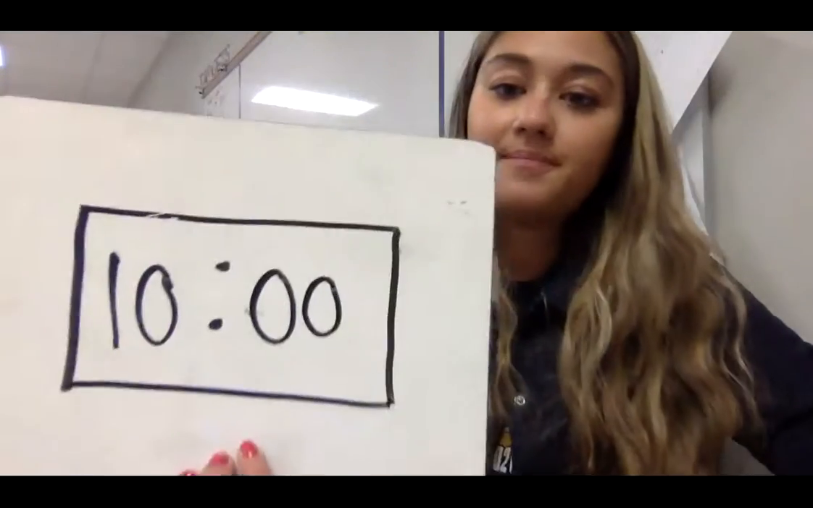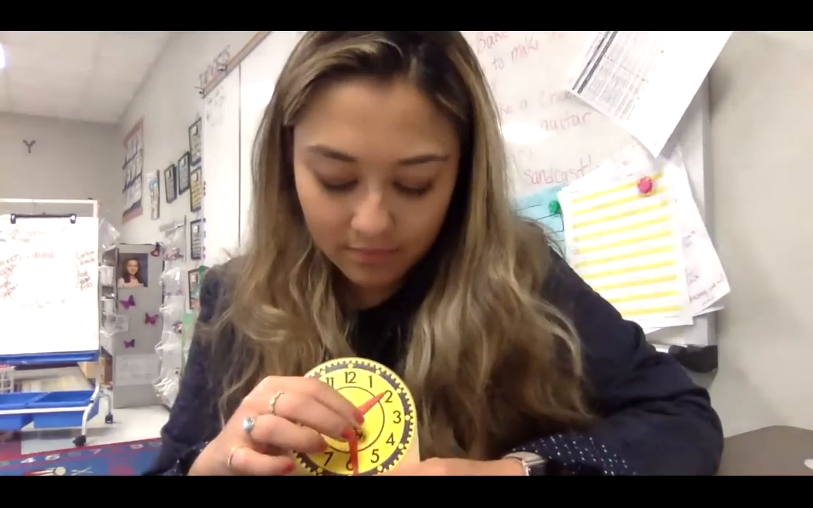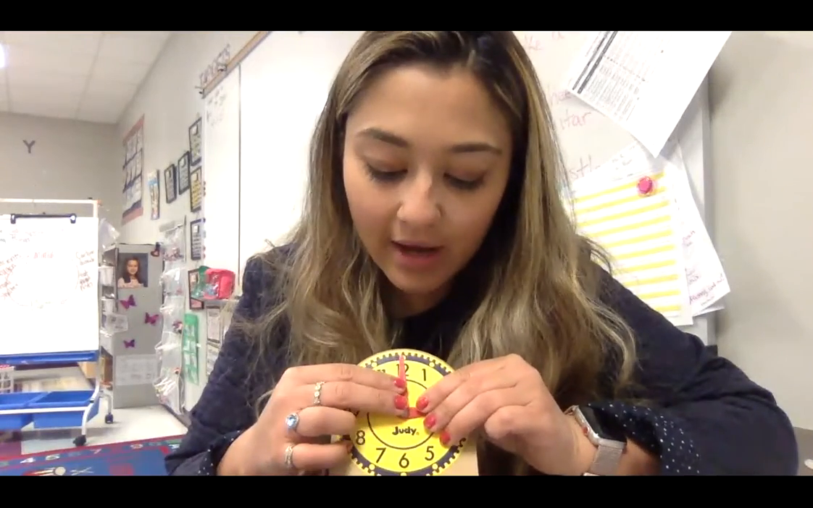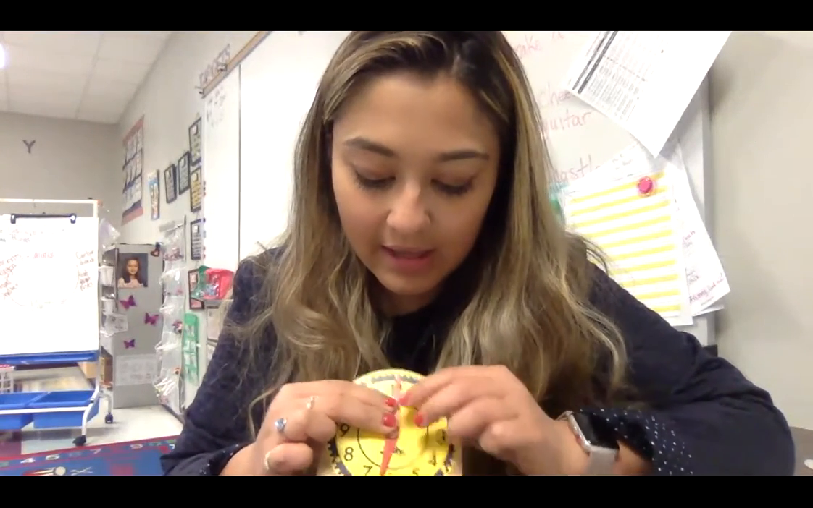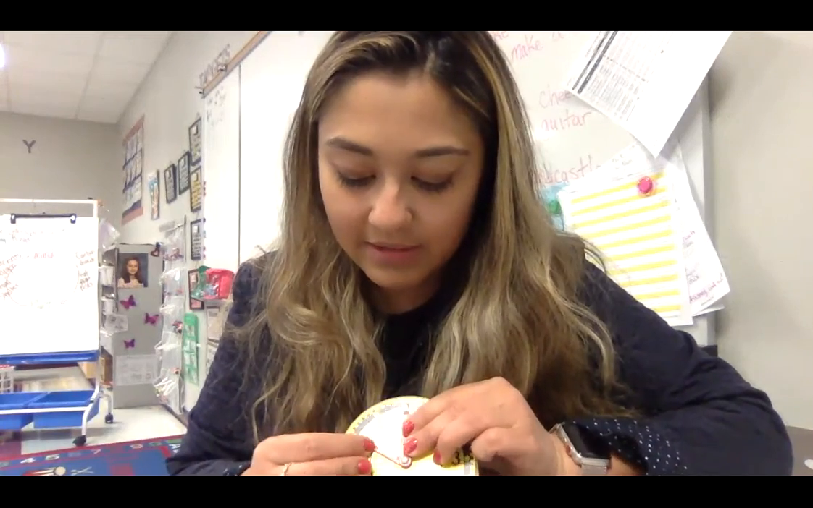Okay, what time is it? 10 o'clock, very good. How would I show 10 o'clock on my analog clock? I need to move my minute hand up to the o'clock, to the 00, and then this hour hand would need to go to the 10. The short hand goes to the 10. Okay, very good, boys and girls.